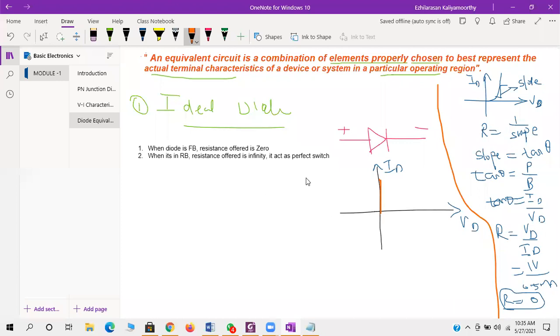Now this is for forward bias. During the reverse bias, what will happen? As I said, R is nothing but infinity. When R is infinity, the resistance is infinite, right? So it will go as infinity like this. So this will be the ideal diode characteristics.